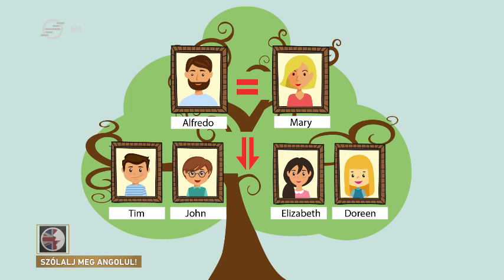He is her son. John is Mary's son. He is her son. Tim and John are Mary's sons. They are her sons. Elizabeth is Mary's daughter. She is her daughter. Doreen is Mary's daughter. She is her daughter.